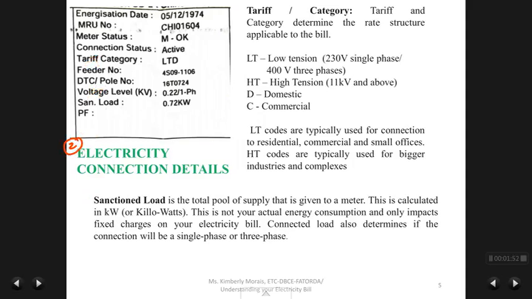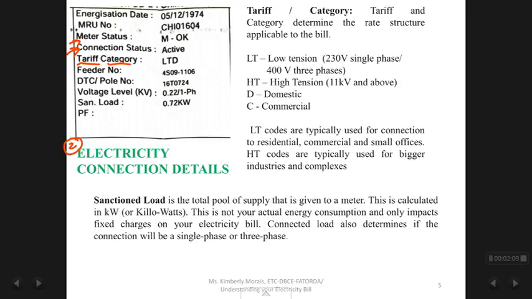Now the first thing mentioned is the energization date. That is the date when your home actually got its electricity supply. Then meter status is how your meter is running. Then connection: is your connection there or not? My connection is there, so it is active.